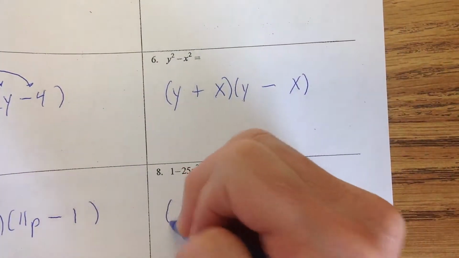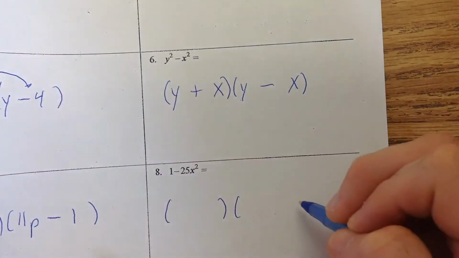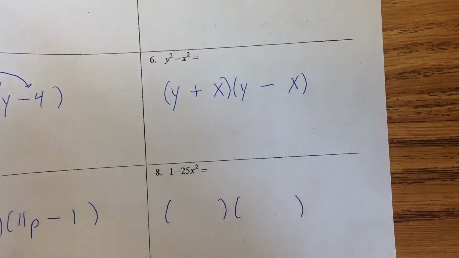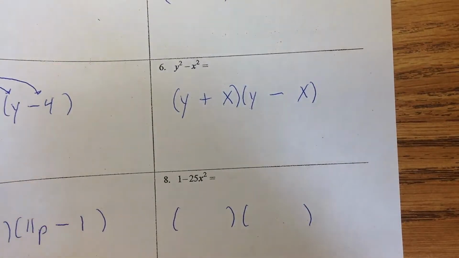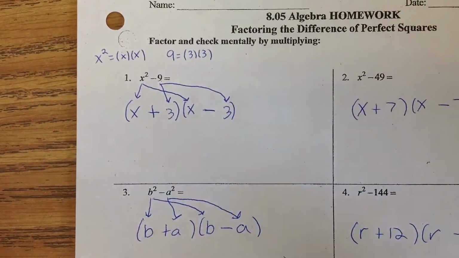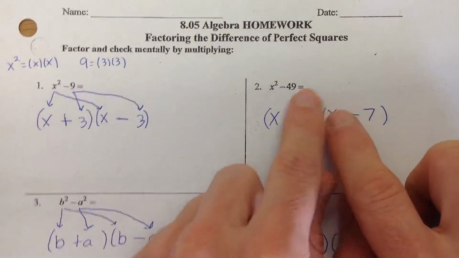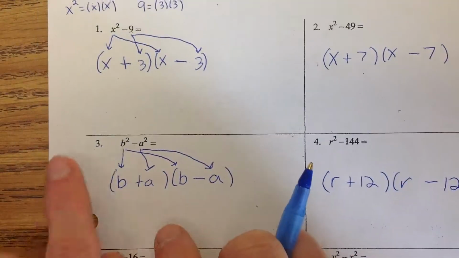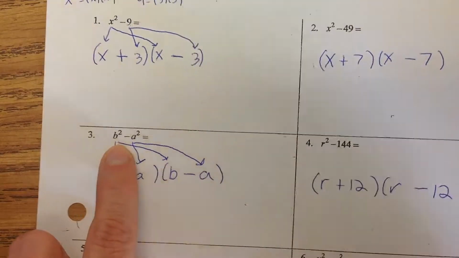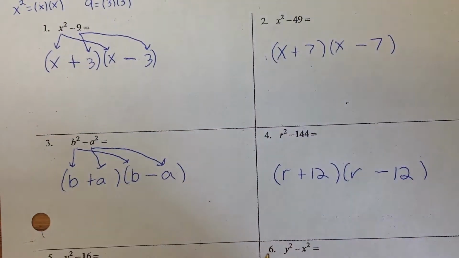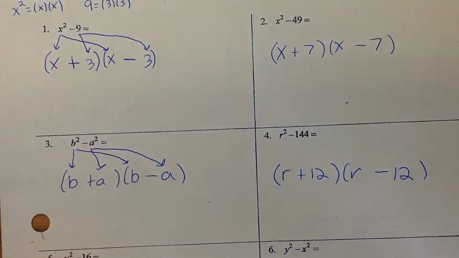All right, let's take a look at number 8. A common mistake with these is that kids always like to have the x or the letter in the front. But you have to keep it in the order that they gave it to you. Like if you noticed, I put the x first, the x was first here. I put the x first, the x was first here. I put the b first, the b was first here. I put the r first, the r was first here. I put the y first, the y was first here.